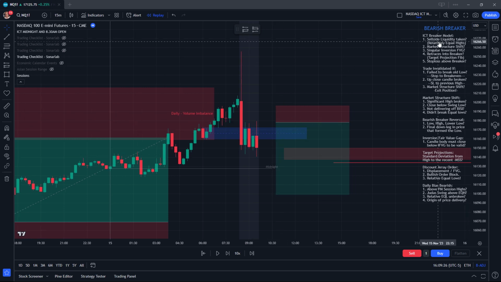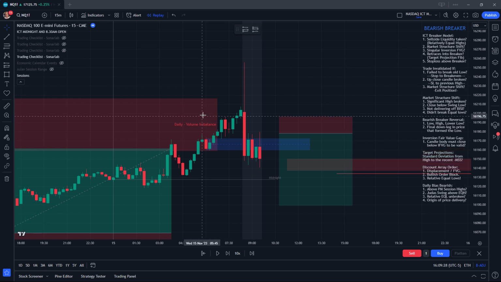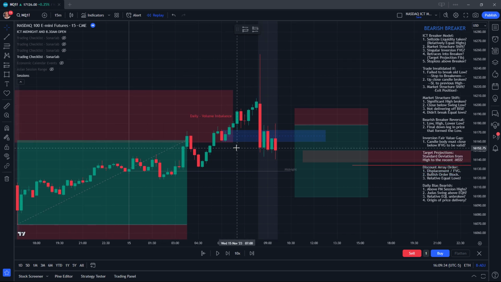And let's go through these rules. So sell side has to be taken, liquidity, so that's equal highs being taken. Market structure shift, that happens here. Then we need a singular inversion fair value gap. We have this one here.